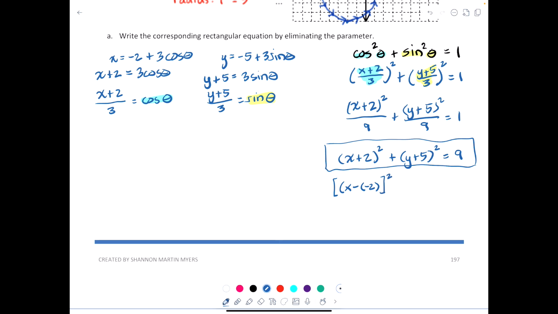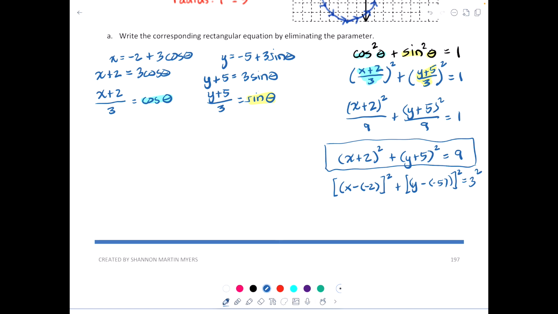squared plus y minus -5 squared is equal to 3 squared, which is what we found before.